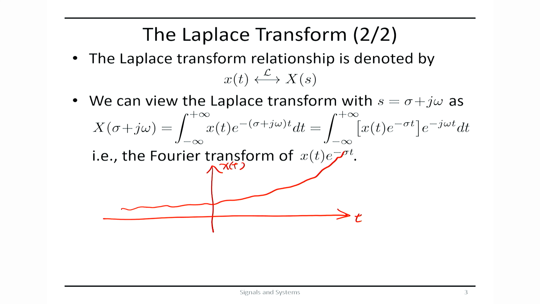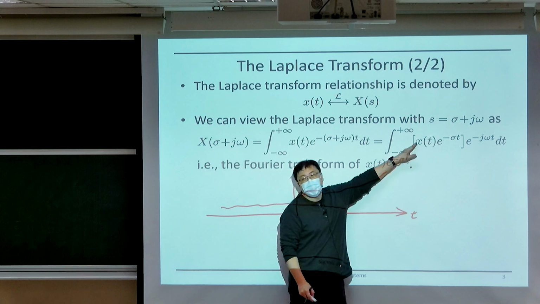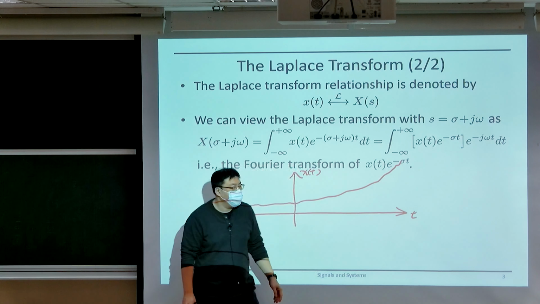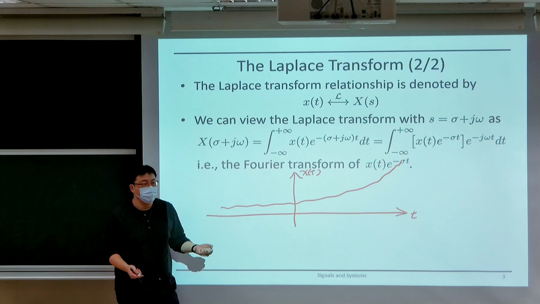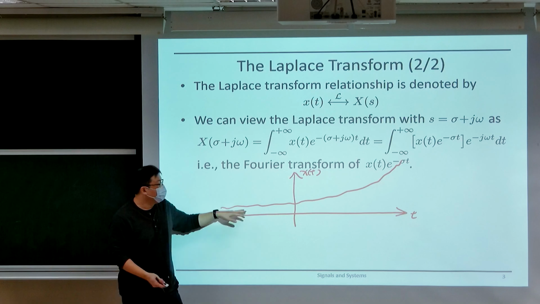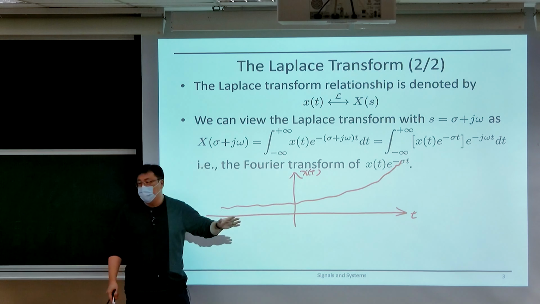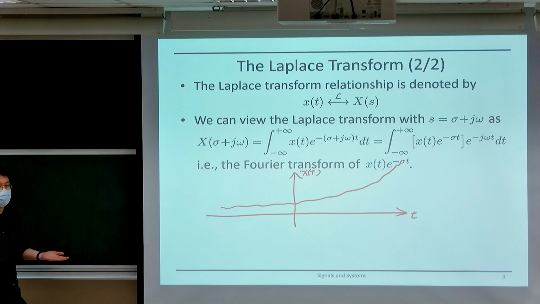But if you have a function x of t that continues to grow unbounded as t goes to infinity, then this function cannot be absolutely integrable. So if you're looking at a function that looks like this, the Fourier transform does not exist. We cannot find a Fourier transform for this.